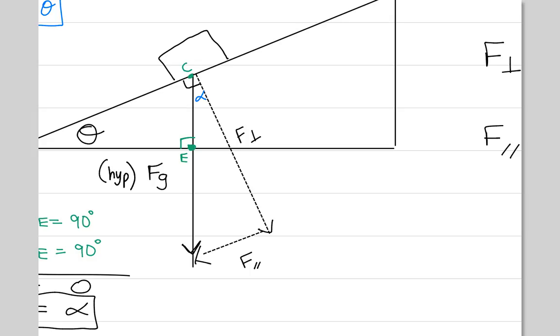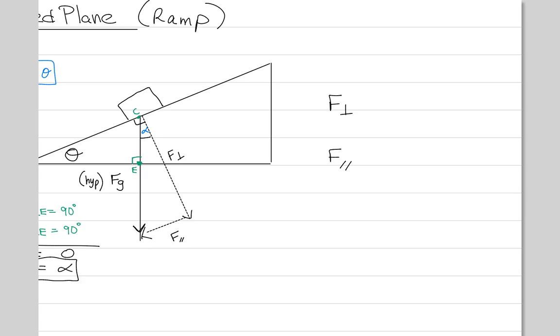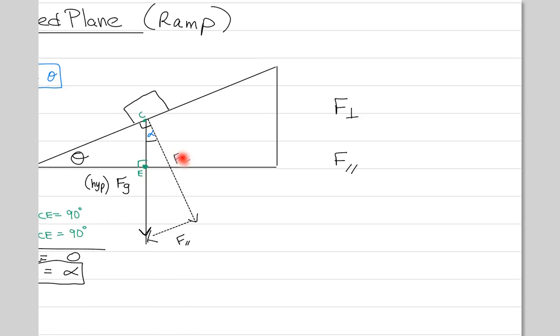So how would we find a formula for F perpendicular using alpha, which is in a sense theta? Right here, perpendicular, is it the adjacent or the opposite to alpha? F perpendicular is adjacent to alpha. So for F perpendicular, you're going to use FG cos theta. And therefore for parallel, because it's the opposite of alpha, you're going to use FG sine theta.